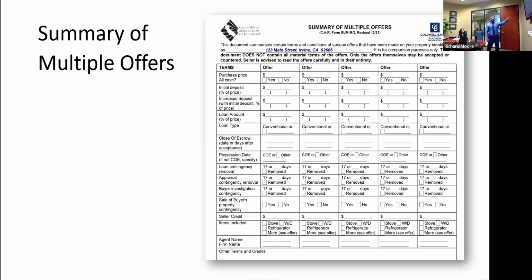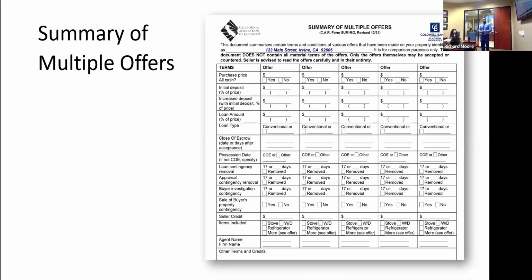And say, look, the first offer on this first column here, this is the purchase price. It's all cash. The deposit is this much. There's no loan amount, so we're not going to enter that. It's a 30-day escrow. They removed all contingencies. And then the next one, it's the same offer, but they have a loan and they have all the contingencies in place for 17 days. And then you compare them side by side.